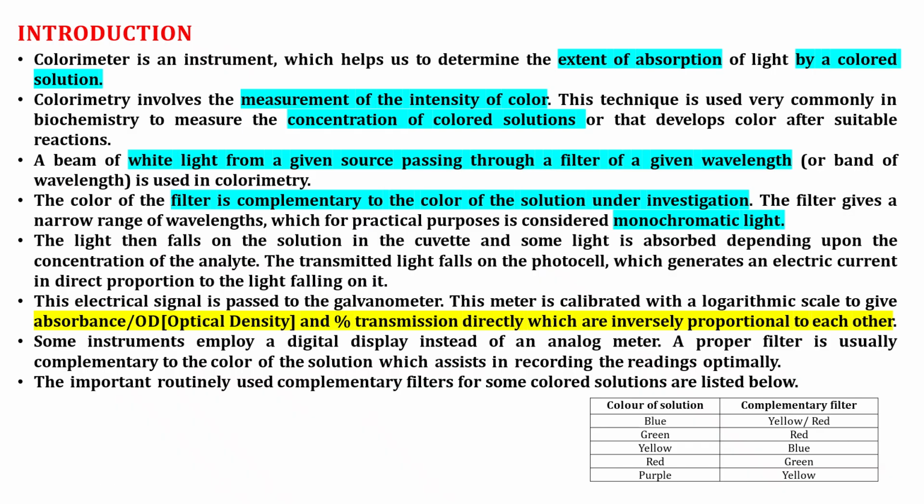Next, I'm not going to read everything, but let us check the summary. That is, the colorimeter is the instrument which determines the extent of absorption of light. By whom?